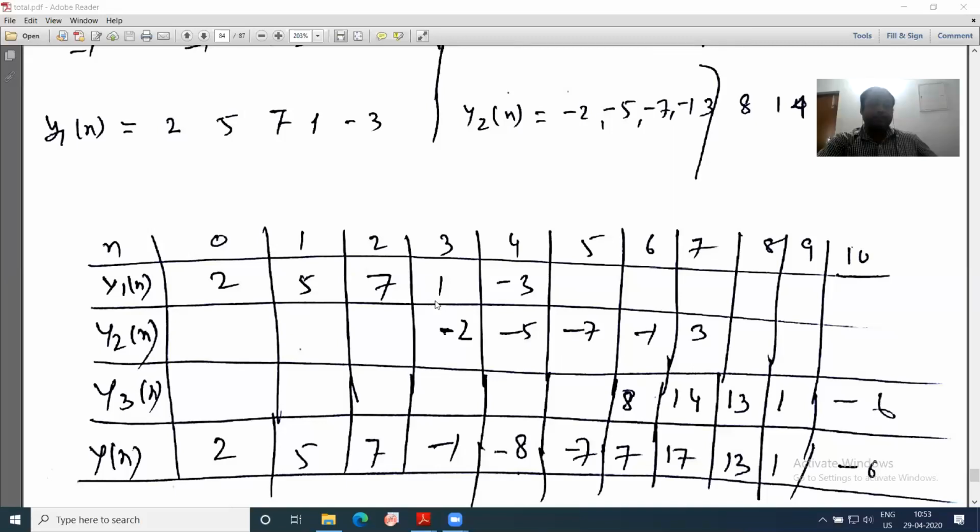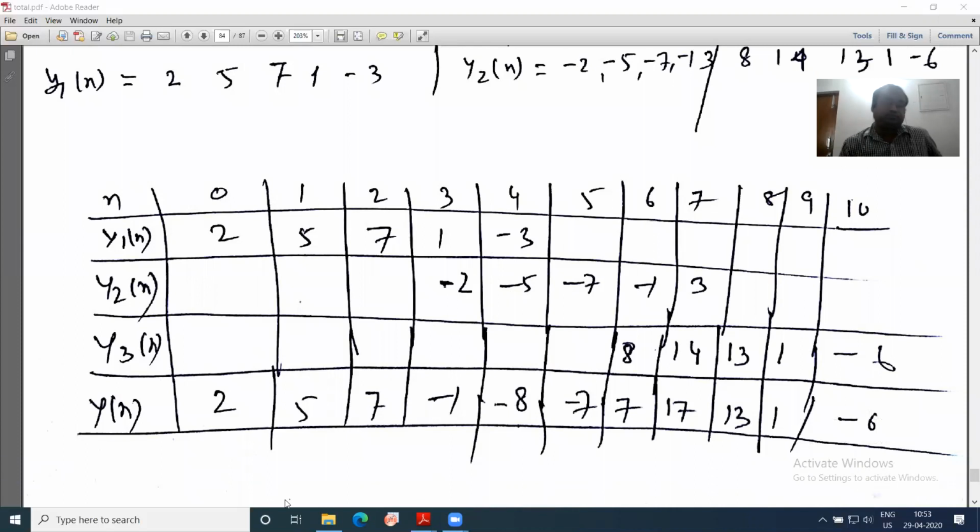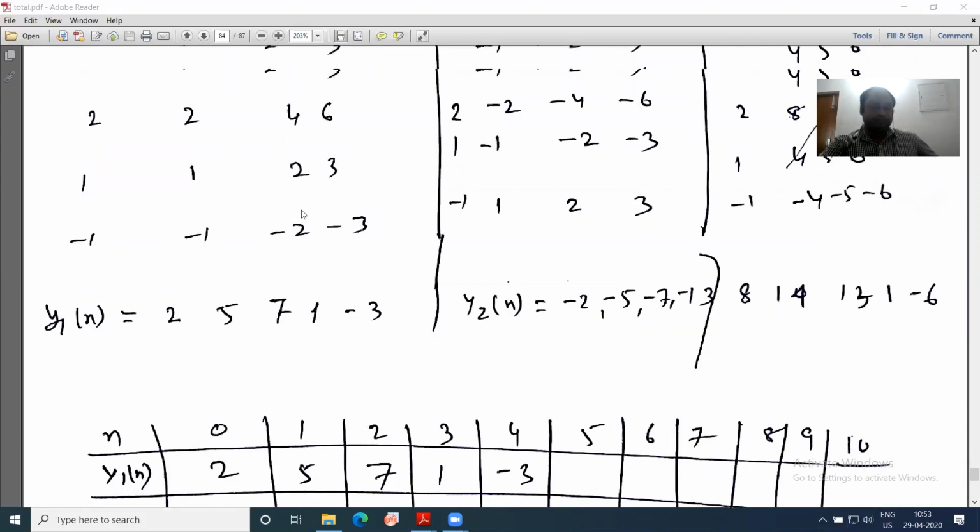The overlaps are here. So minus 2 plus 1, this is minus 1. Minus 5, minus 3, this is minus 8. If we add this overlap, then if you look at the overlap here, 8, 1, that is 7. Then 14, 13, and so on. And y of n will be 0 to 10, this is 0 and this is 10. Now let us look at that.